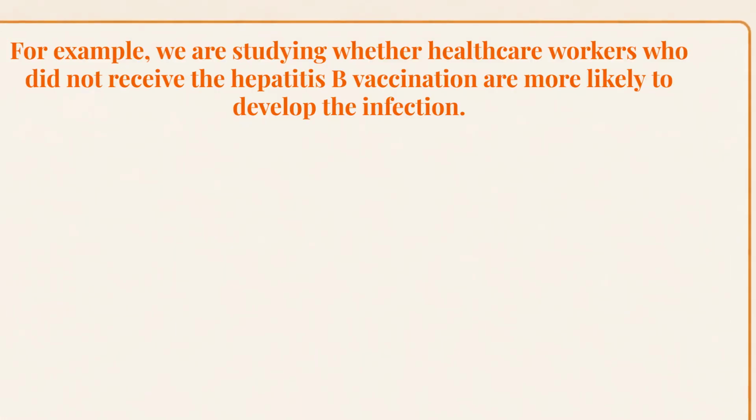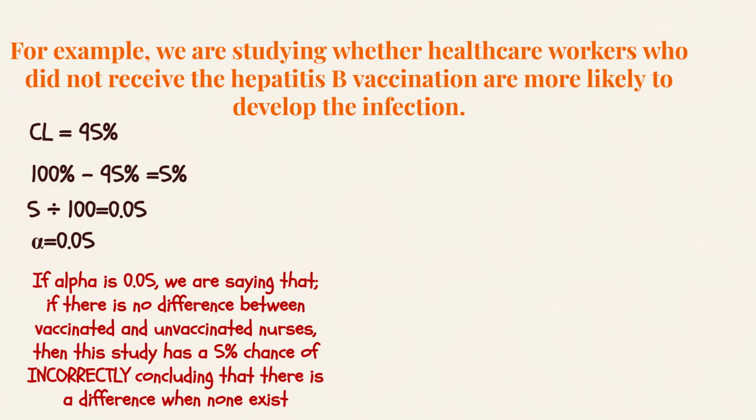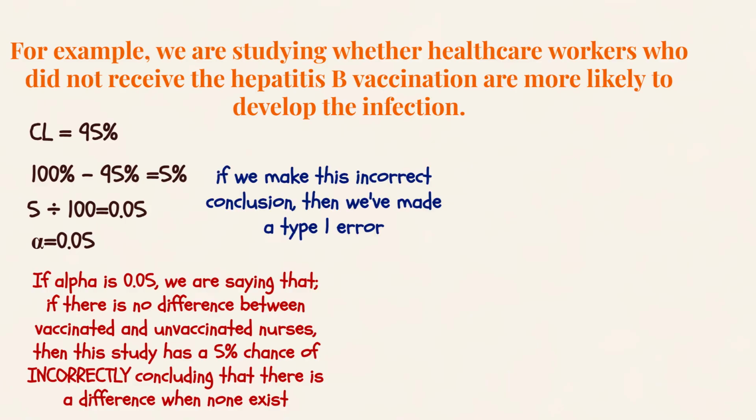Now, let's use this hepatitis B infection example. Let's say we set our confidence level at 95%. And we are left with 5%, which is our alpha. Now you convert that alpha to a proportion by dividing by 100, and it's going to be 0.05. Now this 0.05 is our significance level. So if alpha is set at 0.05, then we are saying that if there is actually no difference between vaccinated and unvaccinated nurses, then this study has a 5% chance of concluding that there is a difference when no difference actually exists. And if we should make this incorrect conclusion, we've made a type 1 error.